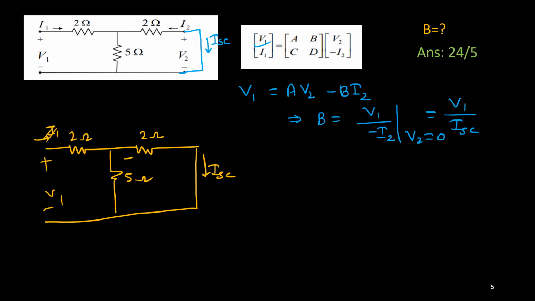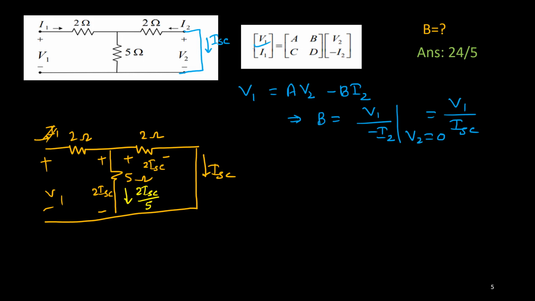So what is the potential drop across this one? That is your 2 times ISC. Okay. So that potential is again this potential. So this potential is also 2 times ISC. Okay. So what is the current then through this 5 ohm resistance? So this current will be 2 ISC upon 5, because 5 is the resistance. So voltage across this 5 ohm element is 2 times ISC.